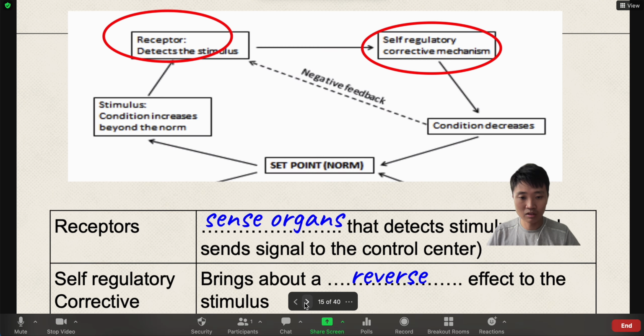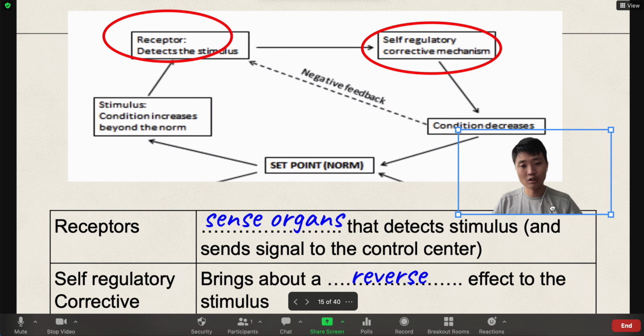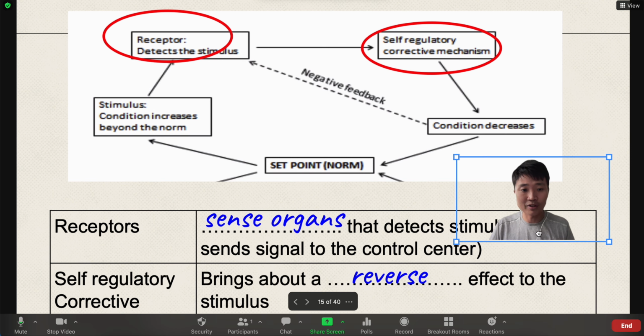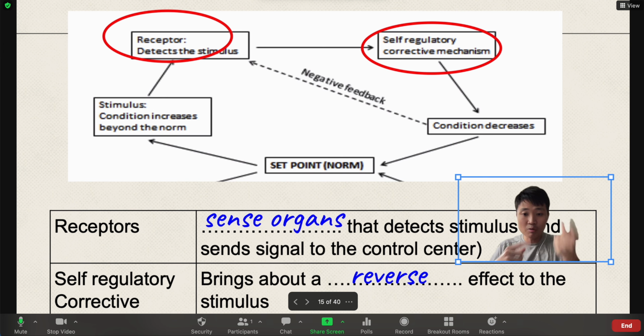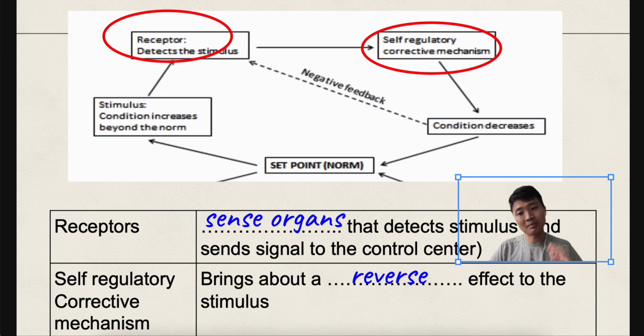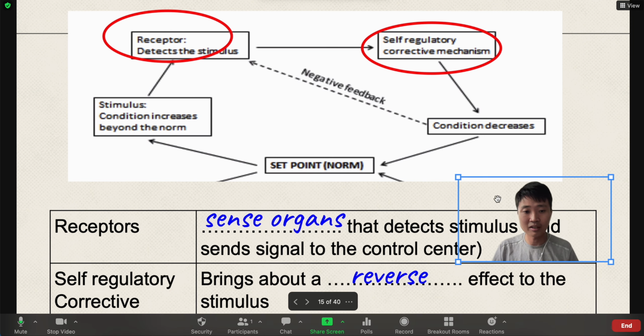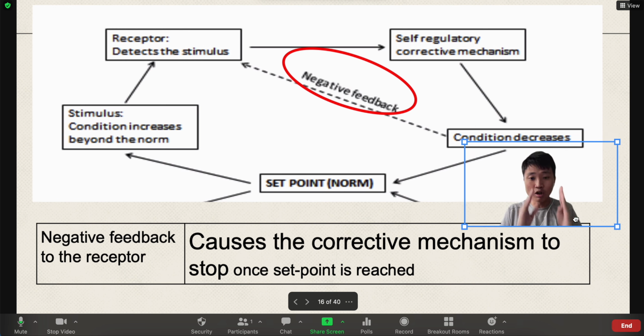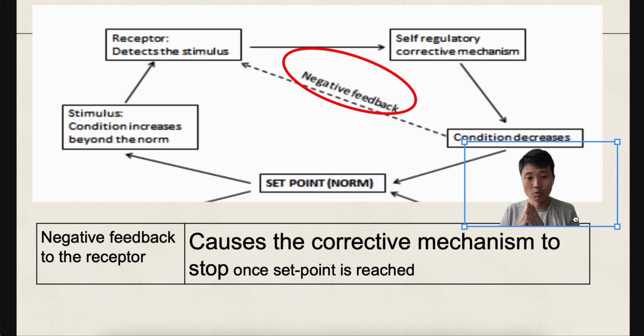Then we have receptors, your sense organs that will detect this stimulus and send a signal to the control center. So stimulus, receptor. Then your self-regulatory corrective mechanism brings about a reverse effect to the stimulus. If something increases, this corrective mechanism will decrease it back to normal. If it decreases, these mechanisms will increase it back to normal. And last but not least, negative feedback to the receptor. This is the one. It causes the corrective mechanism to stop once the set point is reached. So 4 things. Everything normal, great.